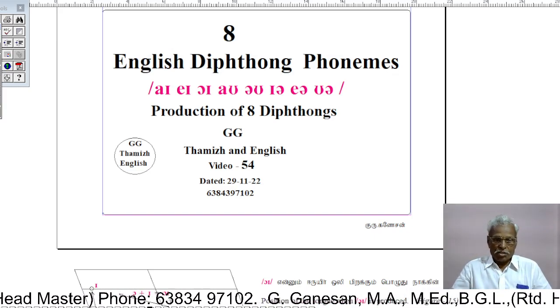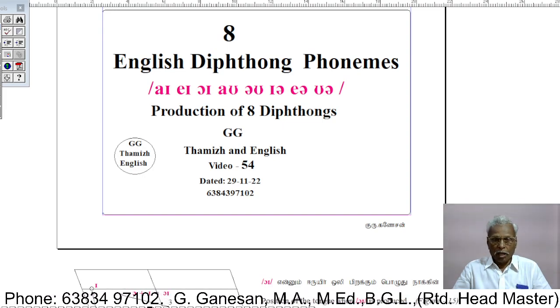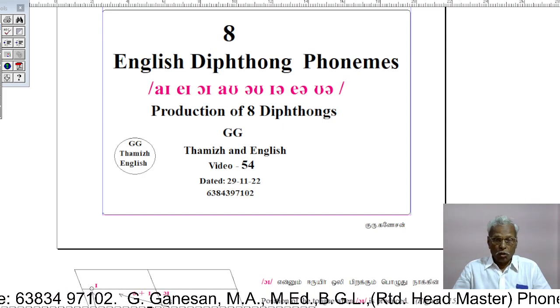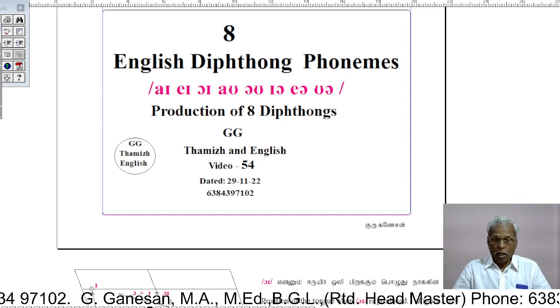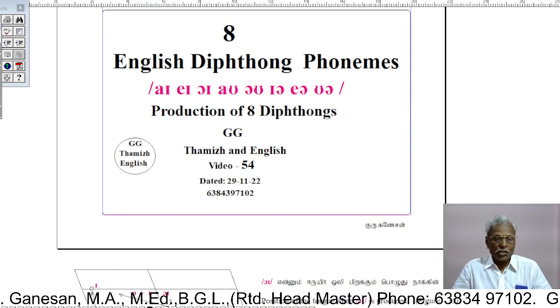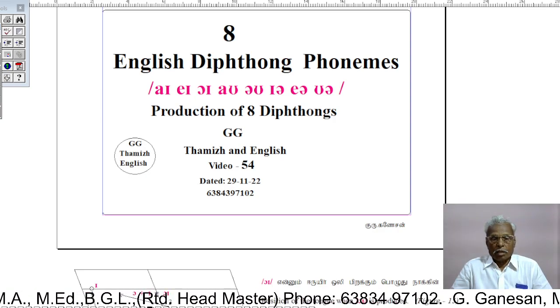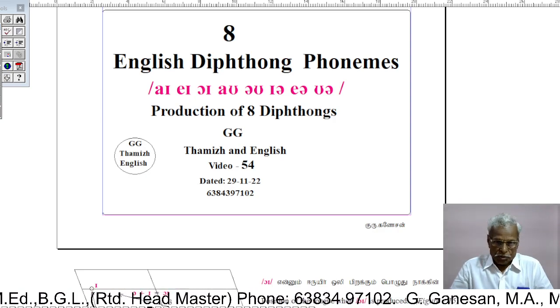Eight diphthongs: /aɪ/, /eɪ/, /ɔɪ/, /əʊ/, /aʊ/. We are going to see how these diphthongs are produced.